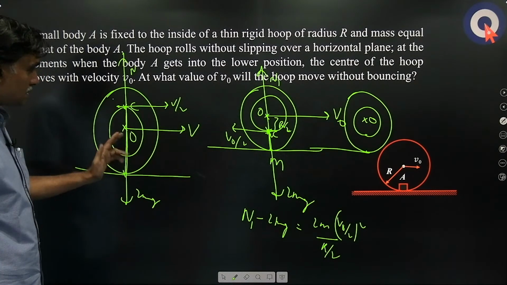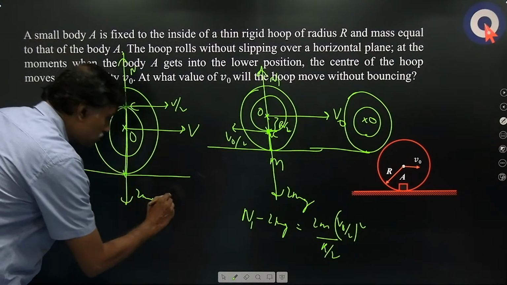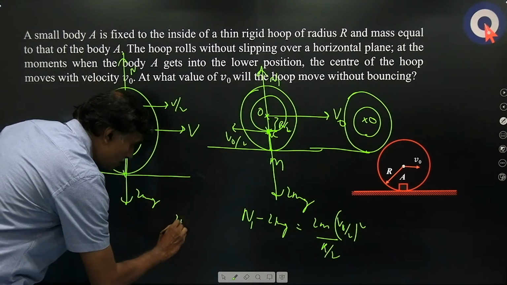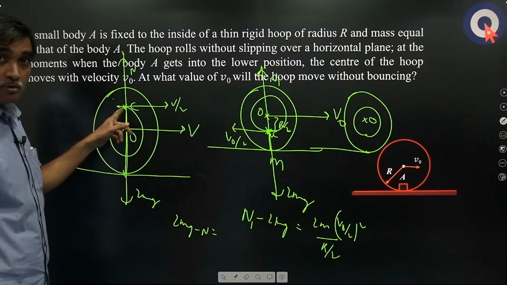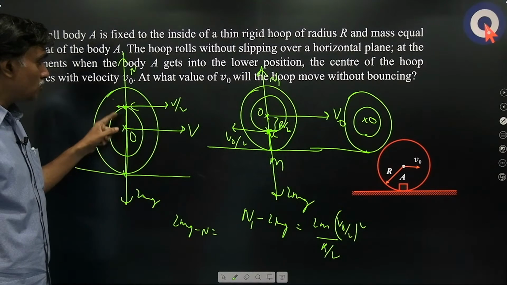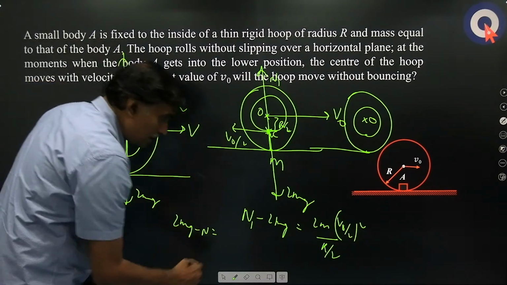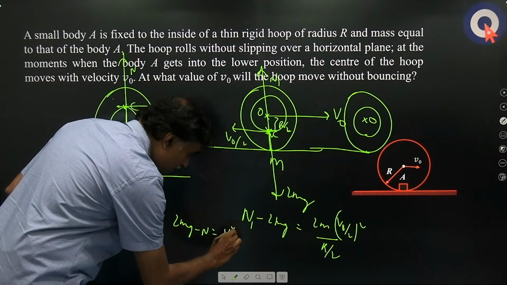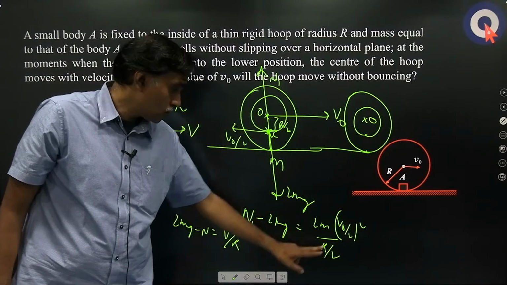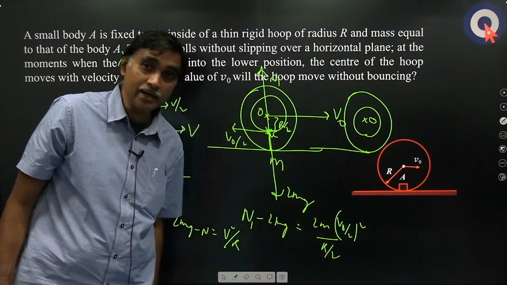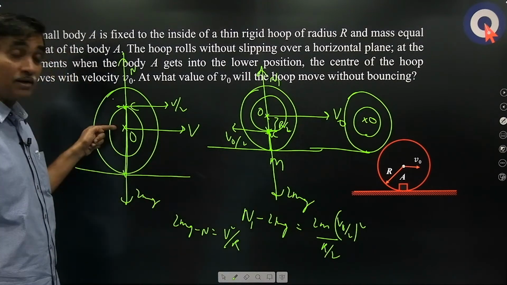Force equation: net force towards the center equals mass times acceleration of the center of mass. What is the net force towards the center? It is 2mg minus N, equal to 2m, since the total mass is 2m, into (V/2) whole squared by R/2. If I do that, you will get V squared by R. I think here also it is the same. The 4 in the numerator and 4 in the denominator cancel, and you get V naught squared by R, and here V squared by R, where V is the velocity of the center.